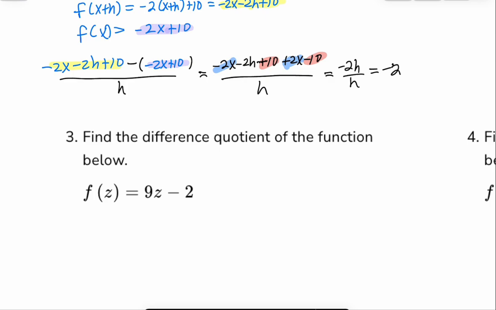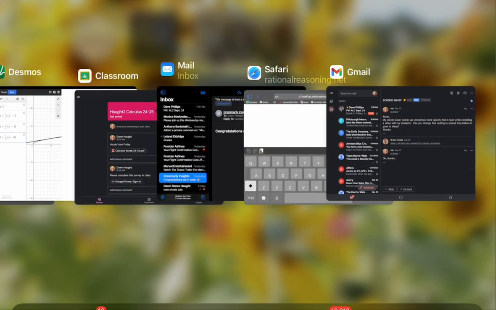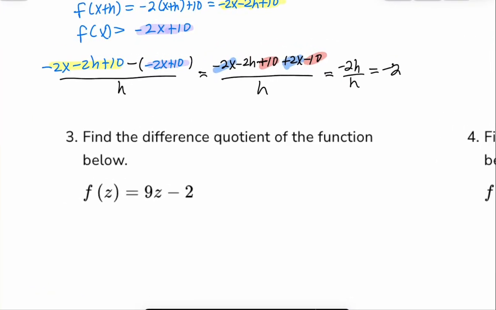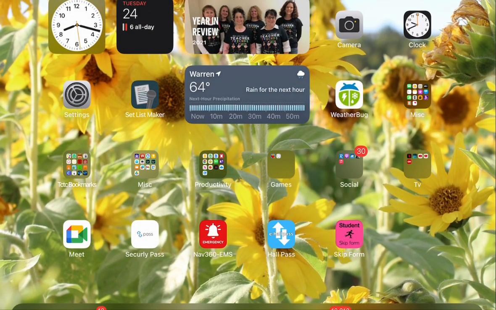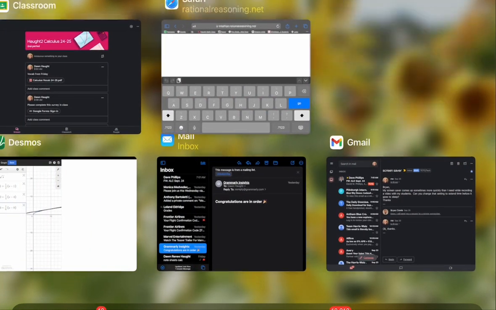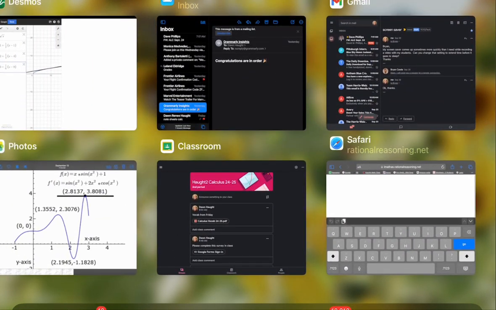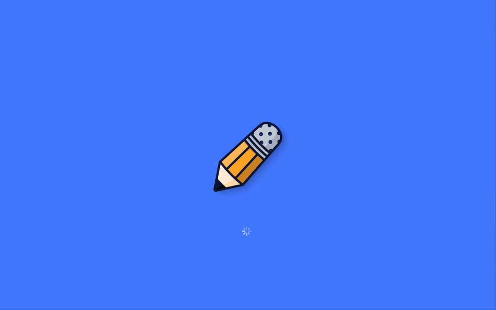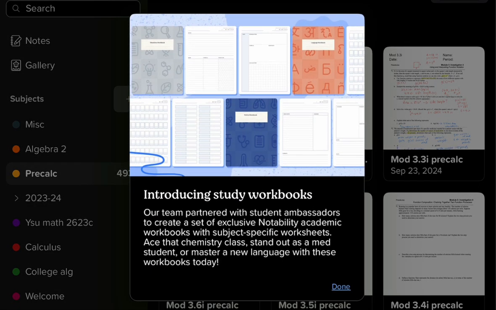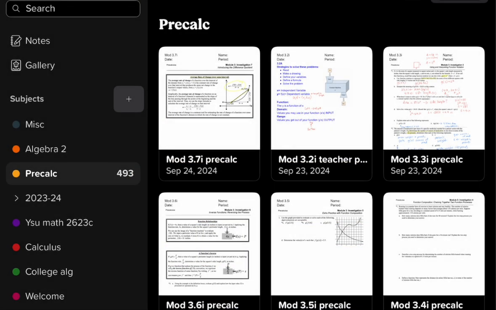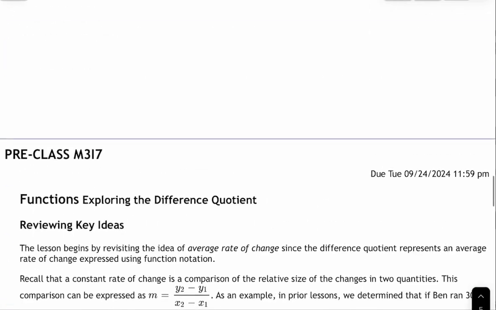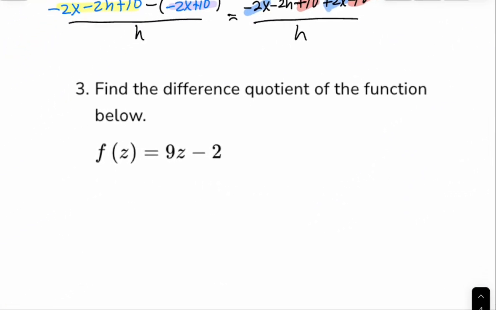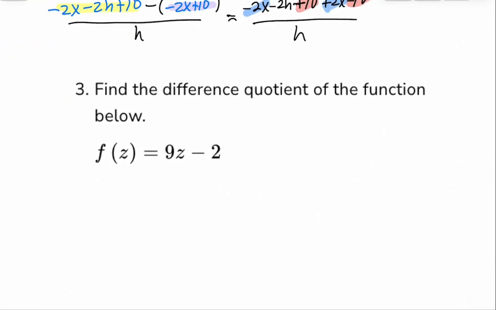Sorry, my Notability just died. Probably everything I just did died too, but oh, no, that didn't. That's good. Okay, so let's go to number 3.